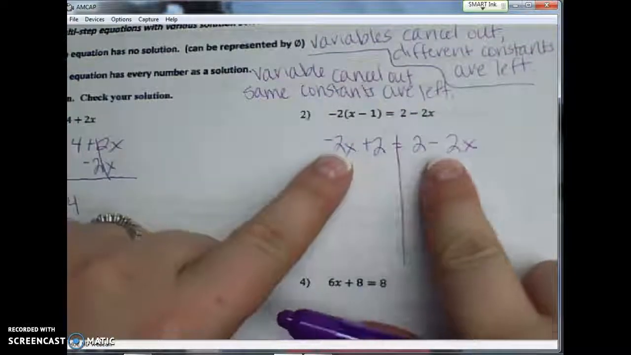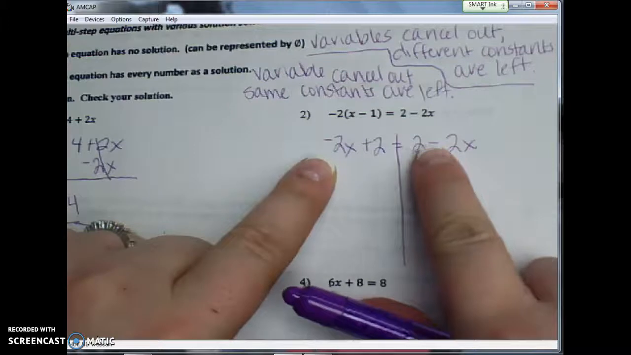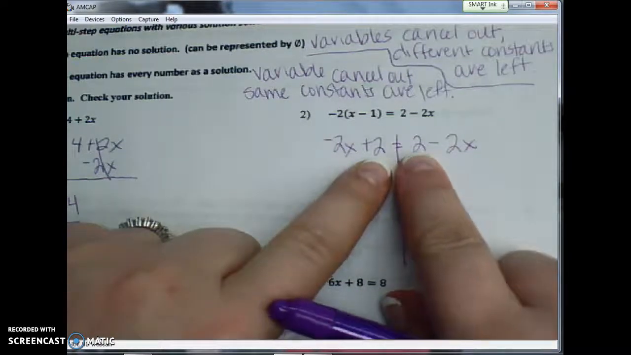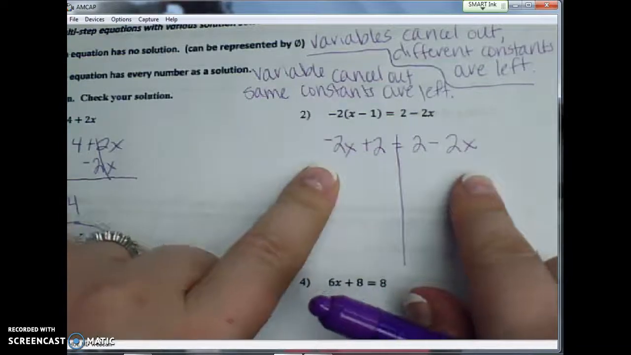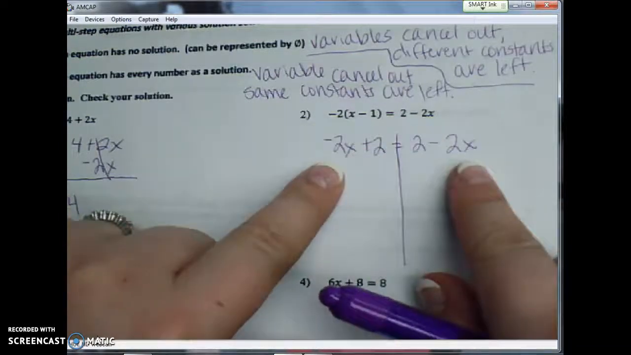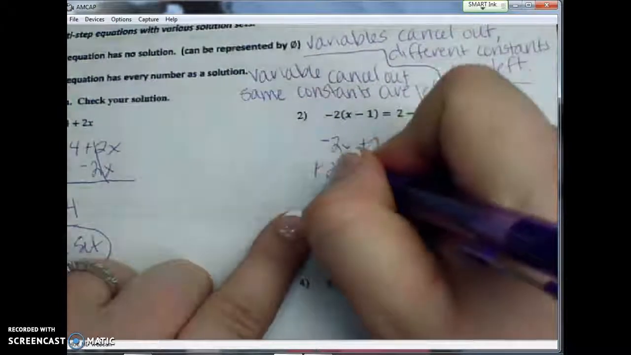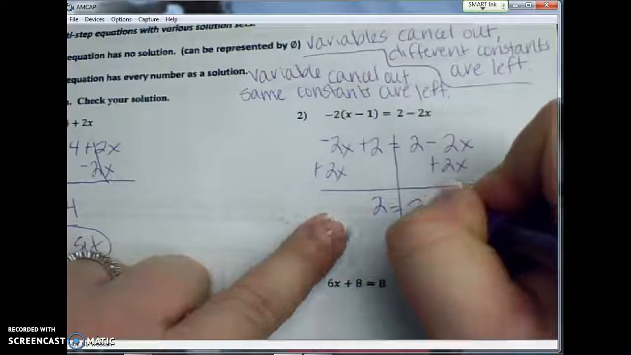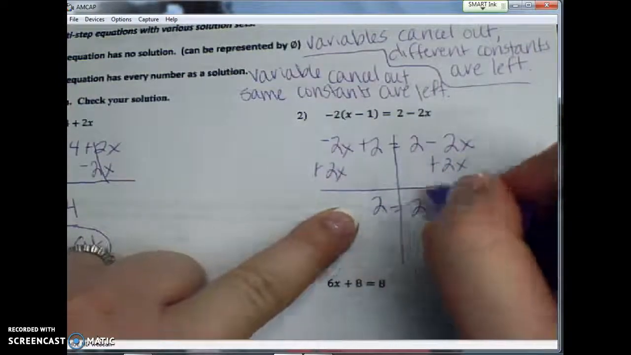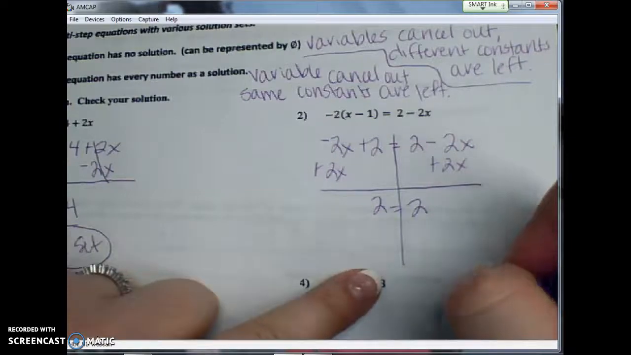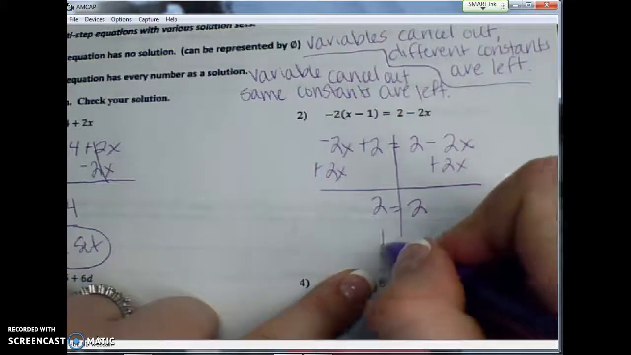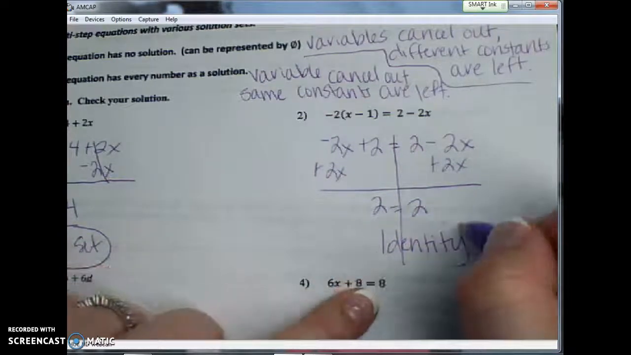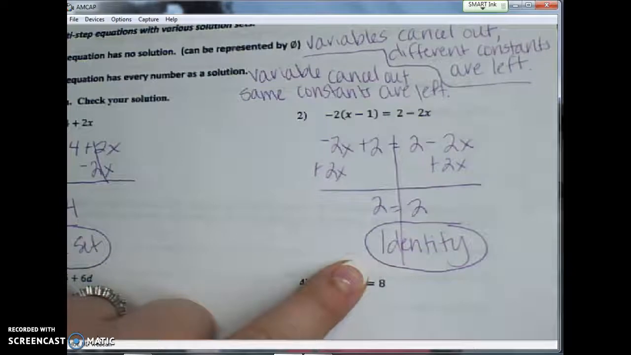I want you to notice something. That's a negative 2x on the left. What is this one? A negative 2x. That's a positive 2. That's a positive 2. So is this the exact same expression? Yeah, I could rewrite this and it would be the exact same thing. So if I add 2x to both sides, we get 2 equals 2. Exact same thing on both sides. So that means any number that you put in is going to work. So this is what we call identity. It's like you're looking in a mirror and you see your identity. It's the exact same thing.